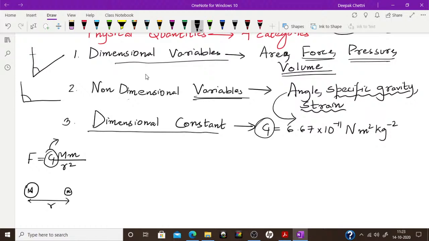Then you have other examples also. You have something called Planck's constant. This H is a constant which you must learn in chemistry class this year, or in physics class next year. This H is called your Planck's constant. Again this has a fixed value and it also has a dimension, so that's why it is called a dimensional constant.